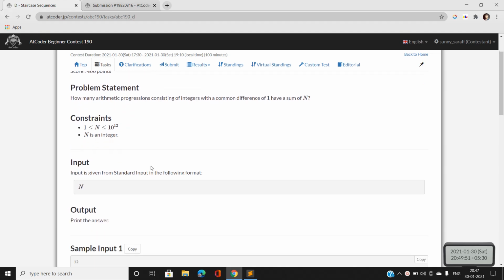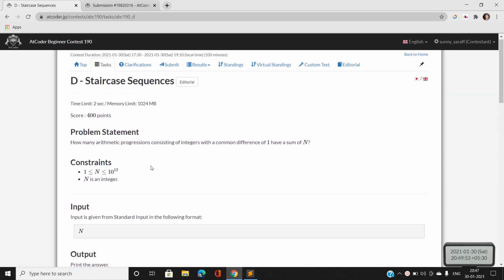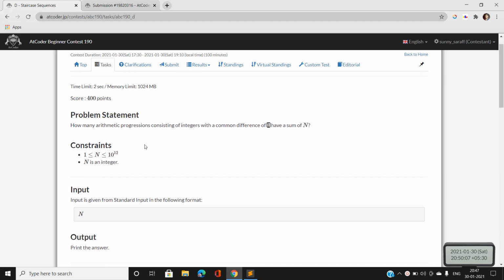So basically in this question we are given an N, capital N, and we have to report how many arithmetic progressions consisting of integers with common difference 1 have a sum equal to capital N. N ranges from 1 to 10 power 12, and we have to generate an AP, an arithmetic progression having common difference 1, such that the sum of all the values of the AP must be equal to capital N.